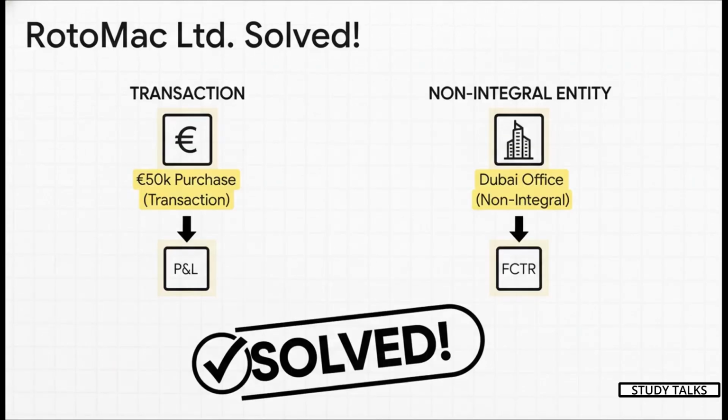So let's bring it all home and solve the Rotomax case. For that €50,000 purchase, the exchange difference hits the P&L. For their Dubai office, which is non-integral, the difference goes into that special FCTR reserve. See? It all comes down to knowing which bucket to put the exchange difference in, and that totally depends on what you're dealing with.